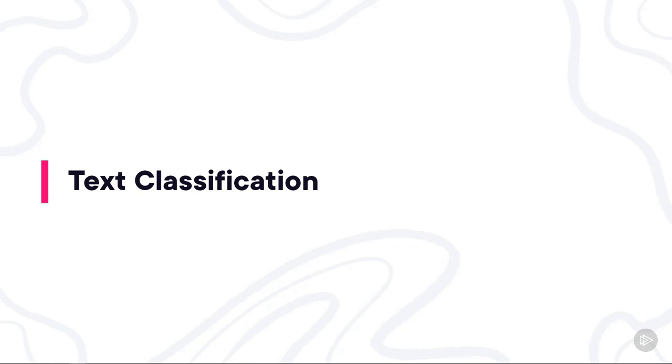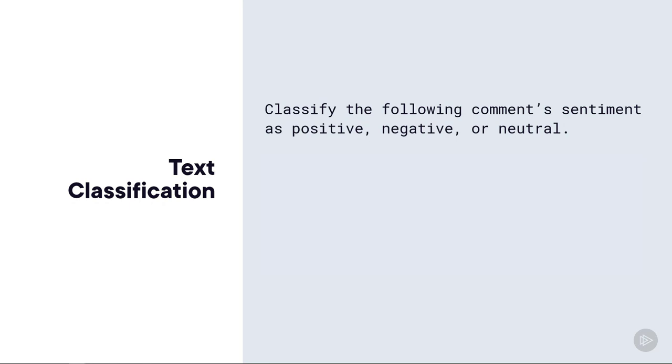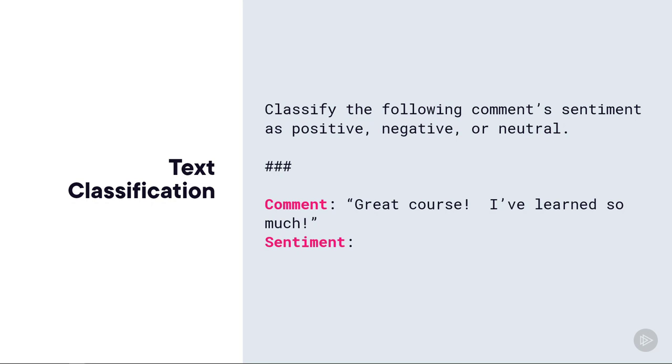Moving on, next we have text classification. Sentiment analysis is probably the most popular example of this. Classify the following comment's sentiment as positive, negative, or neutral. So we're telling it the categories that we want, and then we're guiding it, saying comment colon. So this is the input, and then we say sentiment colon, and then nothing else. We're saying this is where your answer should start.